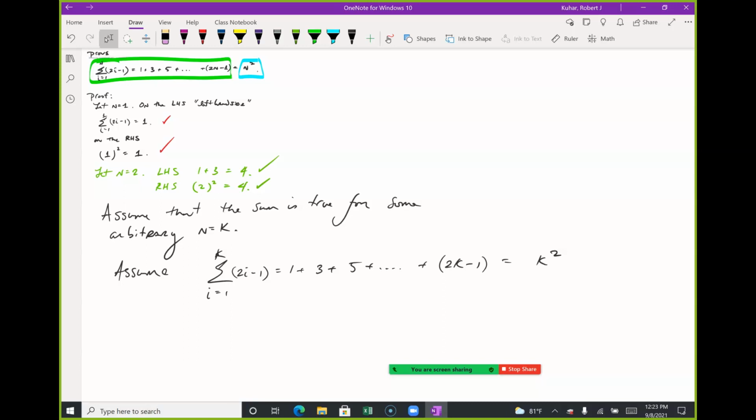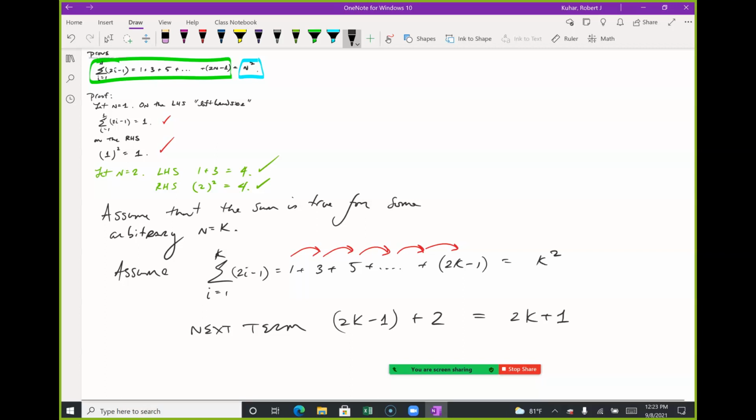The key is, can I find the next term? Well, how did I get the next term? What did I do to get the next term every time? Adding 2. So my next term could come from 2k minus 1 plus 2. In fact, it does. So my next term is 2k plus 1.